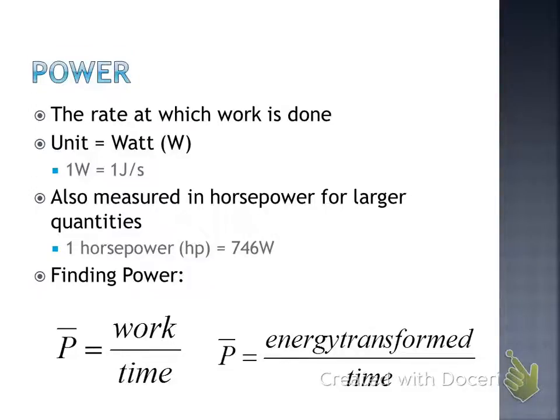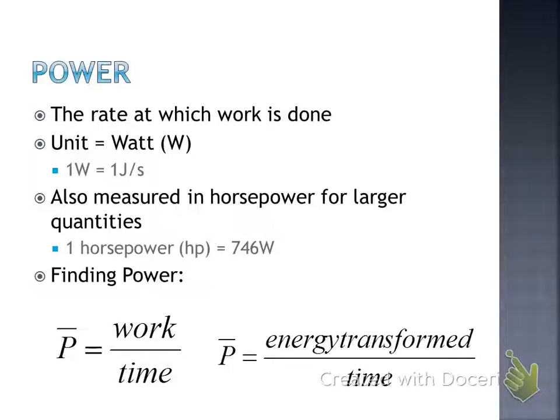So here's our equation for power. Does anyone know what that bar over the P means? It just means average. So you don't have to include that bar. I won't ever write it again. Your book does, that's why I put it on there, but you don't need to include that.